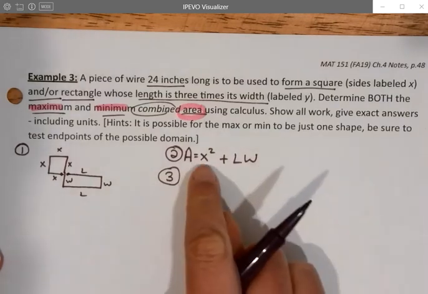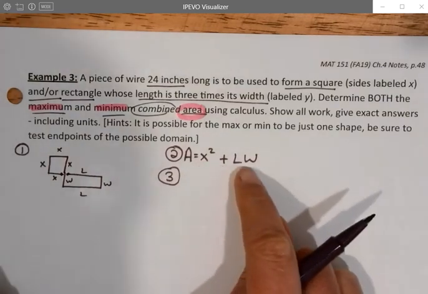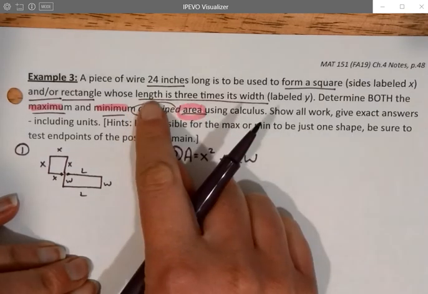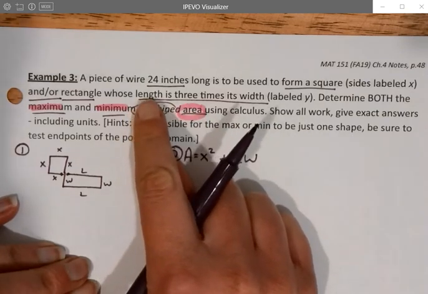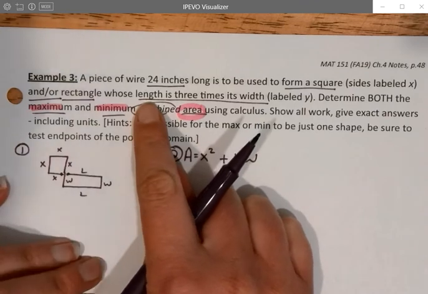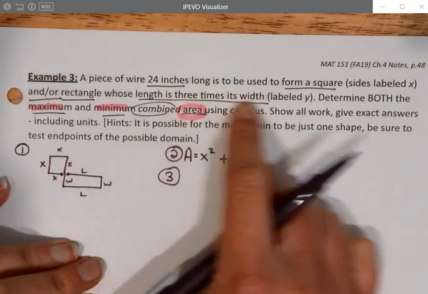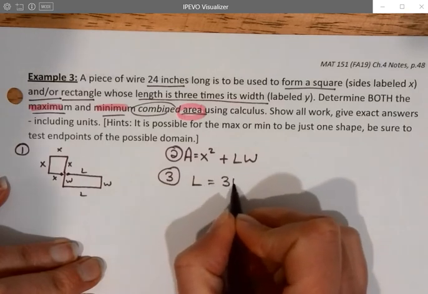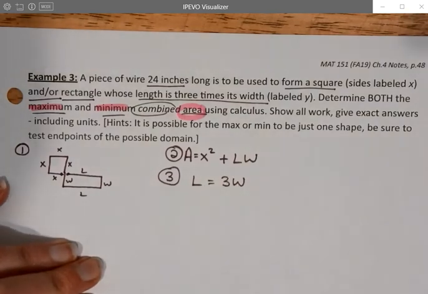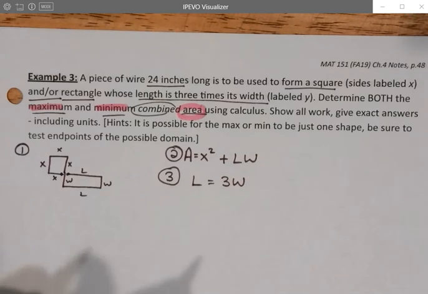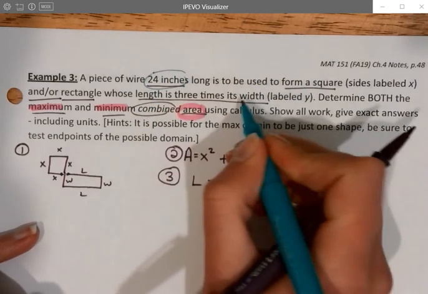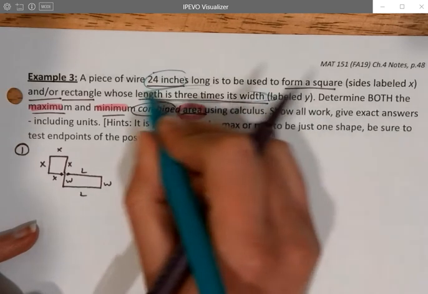And then our step 3 are constraints. Now we have 3 letters, we've got to get rid of 2 of them, so there's going to be more than one constraint. The first one that came to my mind, you can put them in either order, is the length is 3 times the width. So the length is going to be equal to 3 width. Then the next constraint is going to be dealing with that 24 inches. That's going to be a constraint as well. So we have these 2 things for constraint.